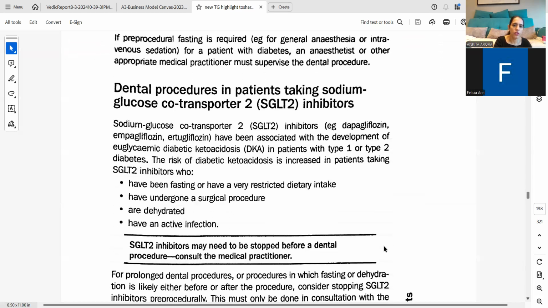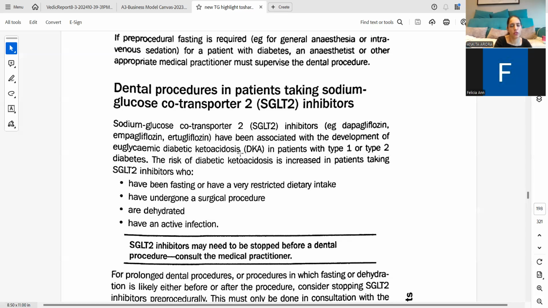Then we have dental procedures in patients taking sodium glucose co-transporter 2 (SGLT2) inhibitors. What is different for them? These inhibitors, for example dapagliflozin, empagliflozin, or ertugliflozin, have been associated with development of euglycemic diabetic ketoacidosis in patients with type 1 or type 2 diabetes.